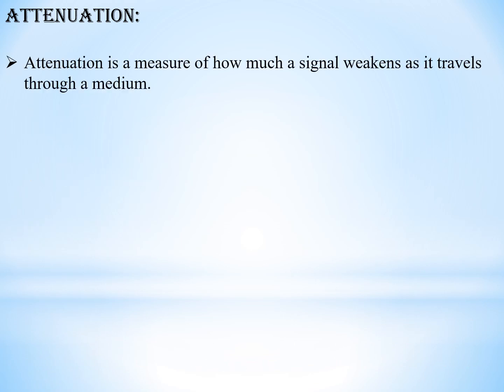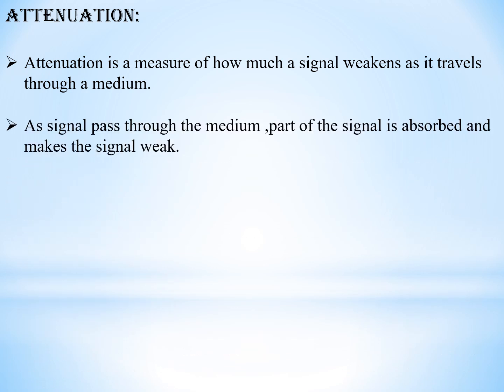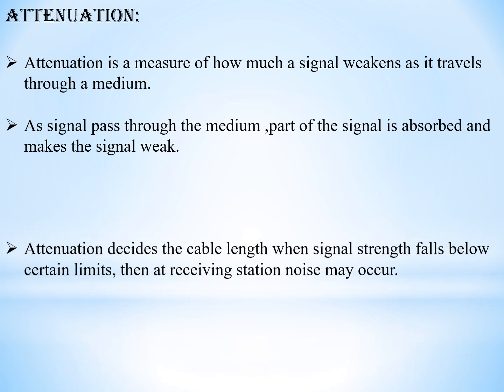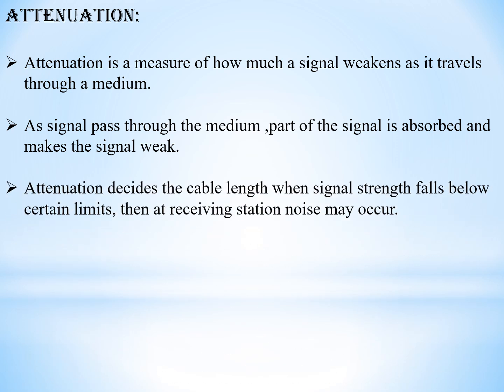Attenuation is the measure of how much a signal weakens as it travels through a medium. As the signal passes through the medium, part of the signal is absorbed and makes the signal weak. Attenuation decides the cable length. When signal strength falls below certain limits, then at the receiving station, noise may occur. As I said, whenever there is exceeding beyond the capacity of the cable, there will be a lot of noise. Repeaters can be used to regenerate the signal.